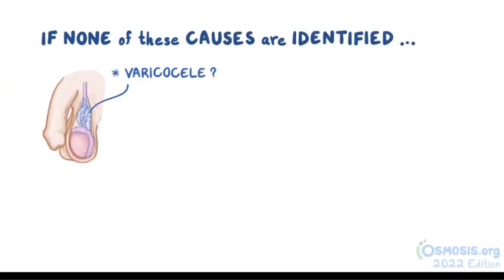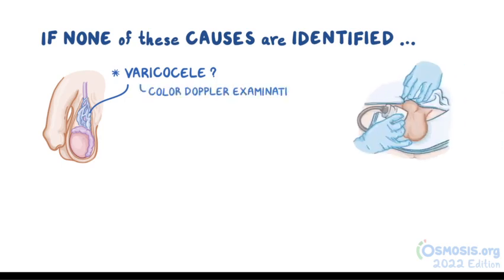If none of these causes are identified for male infertility, then a varicocele may be to blame, especially when it's clinically visible or palpable. In other words, the simple presence of a varicocele doesn't automatically mean that the aforementioned workup is skipped over. Now, if a varicocele is suspected as the cause, then color Doppler examination can be done to confirm the varicocele, and surgical correction of the varicocele may improve sperm count and fertility.